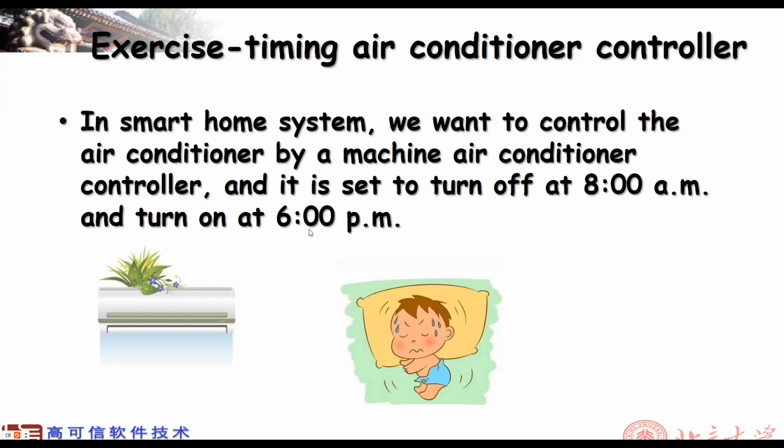I mean, if we want to develop the air conditioner controller, you want it to control the air conditioner on time. The time is to turn off at 8 a.m. and turn on at 6 p.m. Can you draw a problem diagram?